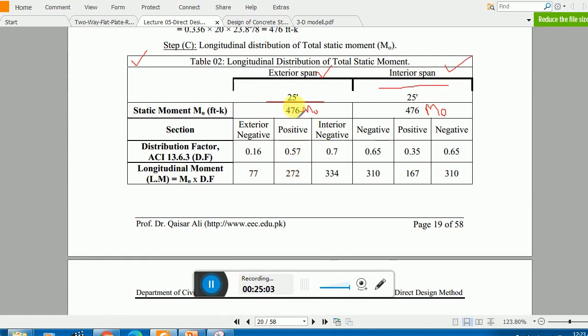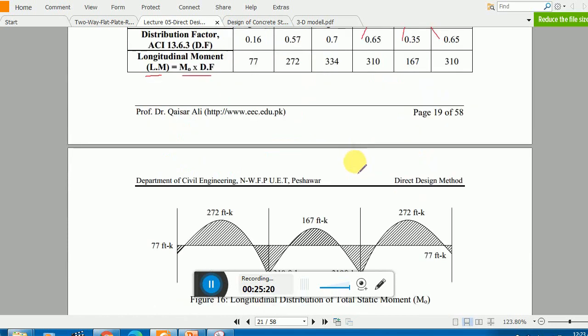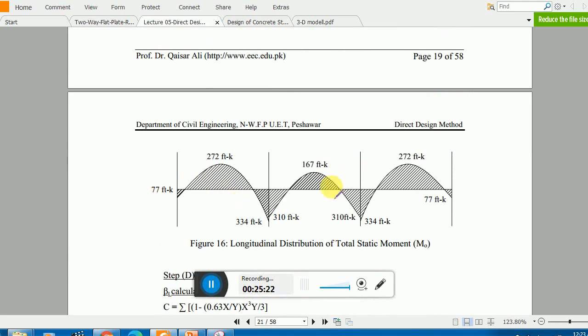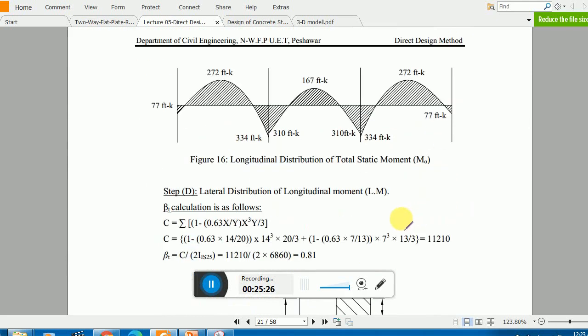Similarly 0.57 with this one, you get this one. Similarly multiply these coefficients, this coefficient with this one, with this one, with this one. You get these values. Now remember, this is LM, the longitudinal moments: M0 times the distribution factor. This is your distribution factor, and this is the longitudinal moment distribution representation. You see all the moments.